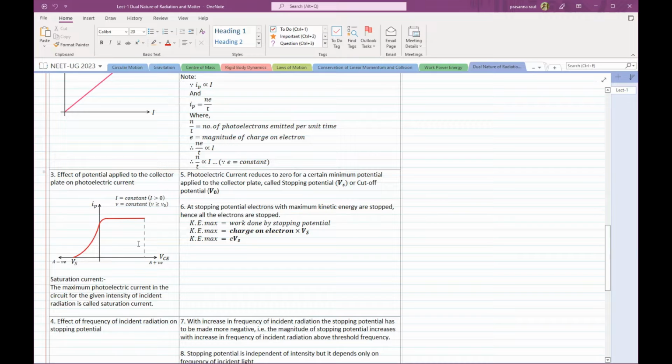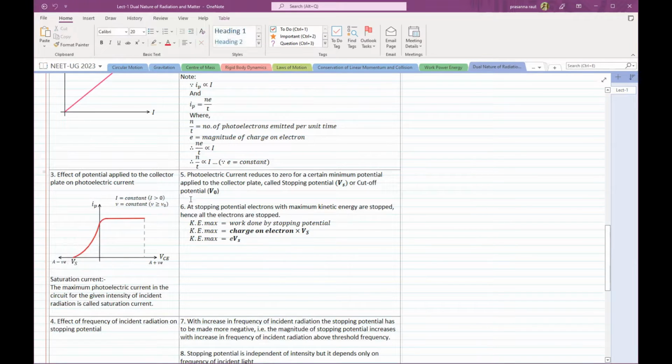But when you make the plate negative, collector plate negative, your anode negative, then what happens? The anode starts repelling the electrons. So as it repels the electron, because they are not coming out with constant energy but different values of kinetic energy, some electrons can overcome the repulsion and hit the plate. As you increase the negative potential, there will be finally no electron which can hit the plate by overcoming the repulsion. Hence the graph suddenly goes to zero.